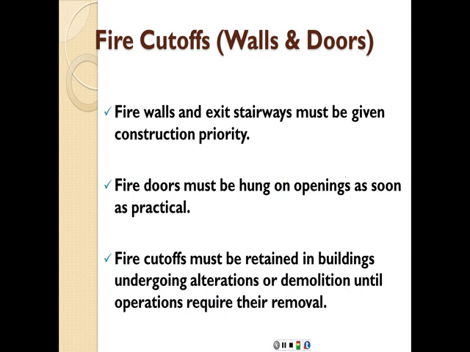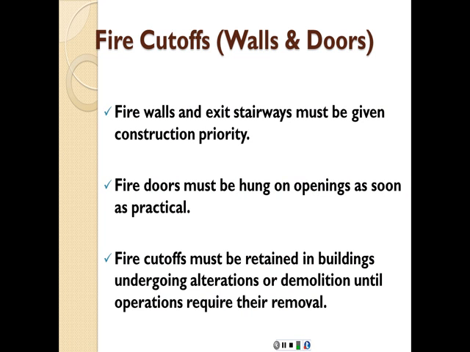Fire cutoffs. Now, in case of a fire, we want to limit the spread of that fire basically until we get some external support or someone calls the fire department and things like that. So when talking about walls and doors that are going to contain that fire, fire walls and exit stairways must be given construction priority. So you're going to have fire rated drywall, for example, or fire rated masonry walls or block walls, things like that.